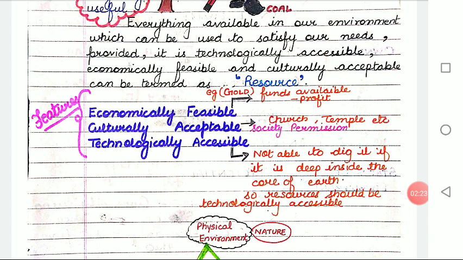Number three, technologically accessible. Suppose minerals are buried deep inside the earth near the core. We are not able to take them out with the help of machines. It means it is not technologically accessible. Basically, the technology needed to use the resource must be available.